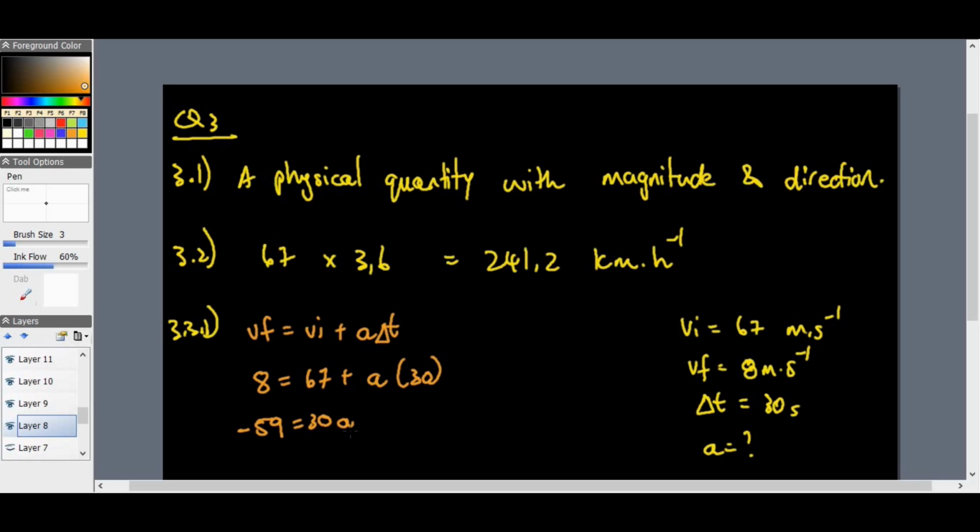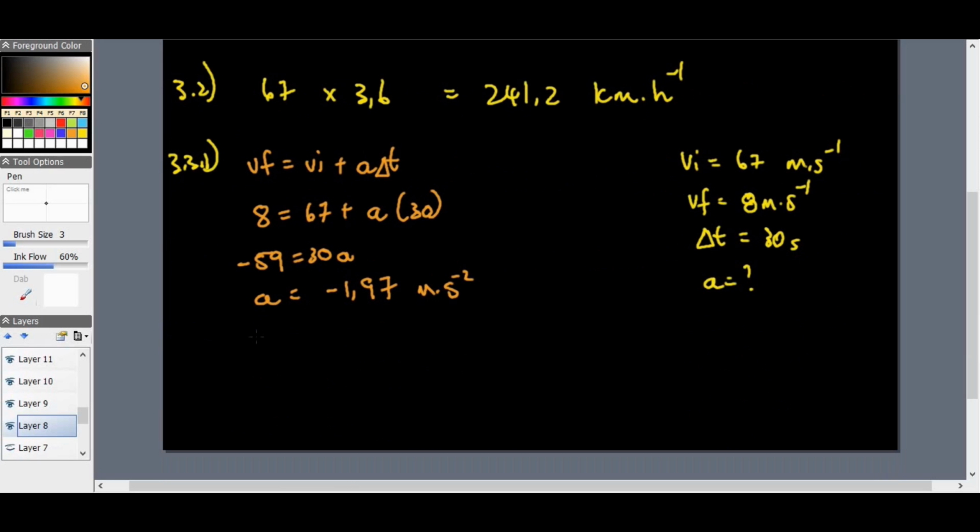Then we're going to divide both sides by 30, and we'll get acceleration is equal to negative 1,966. So that's 1,97 meters per second squared. To finally end off our answer, we'll say, therefore, acceleration is equal to 1,97 meters per second squared, and we end off by giving a direction because it's a vector. So we'll say in opposite direction. You can write it like this in your exam, in op direction. They should get the mark as well.